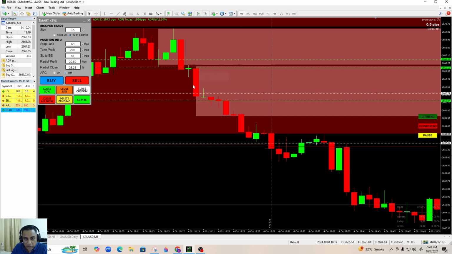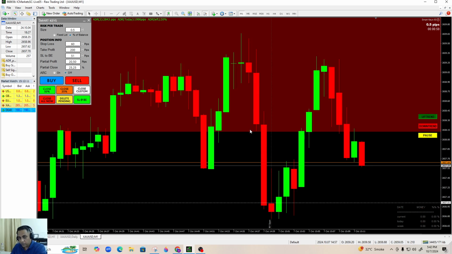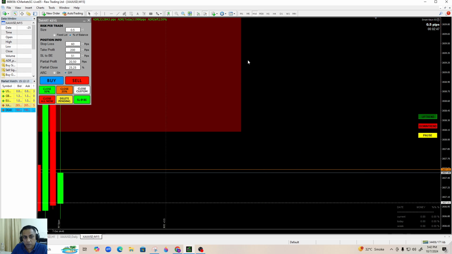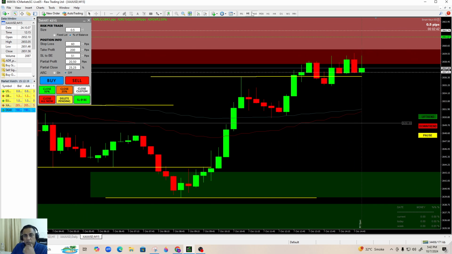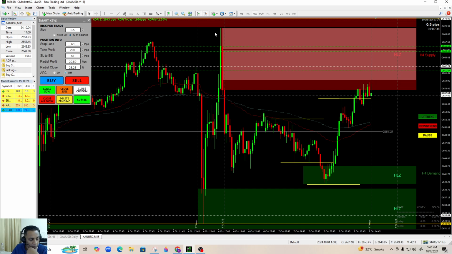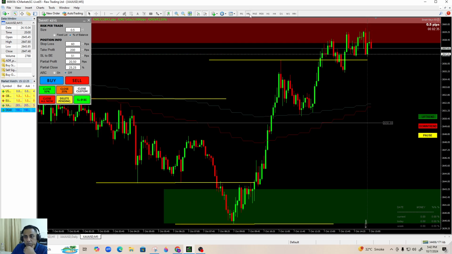And if price breaks through this zone and gets up here, then this is where I'm looking to take a trade at 2666.65, or even here, 2665.65. Okay. Right. Price needs to come to this area. Sorry, give me a second.